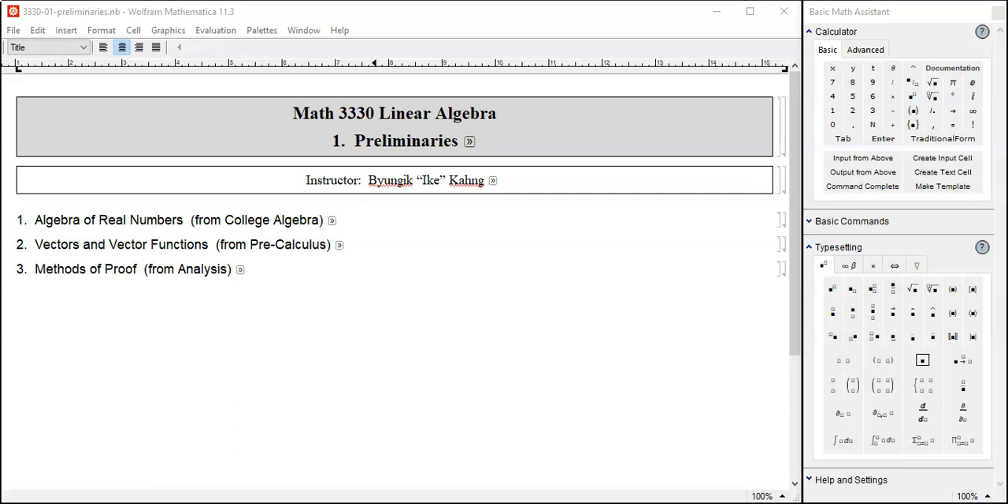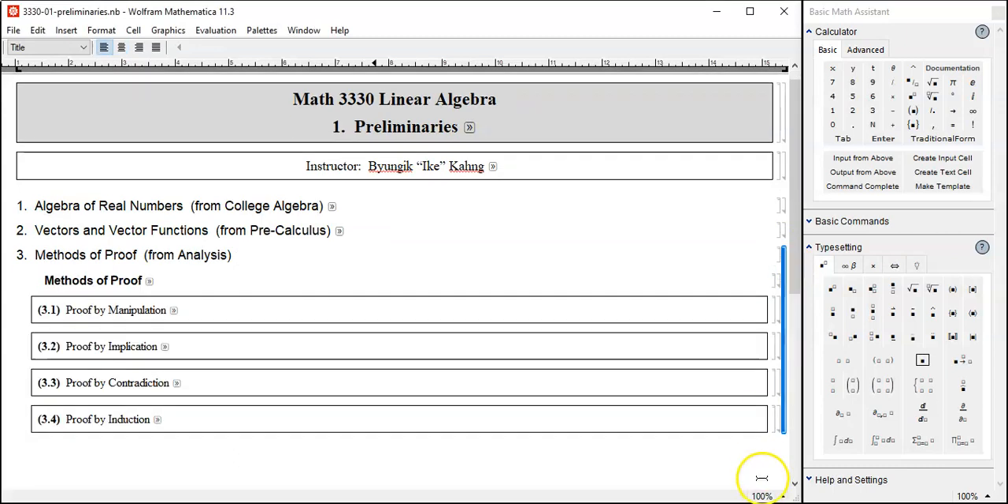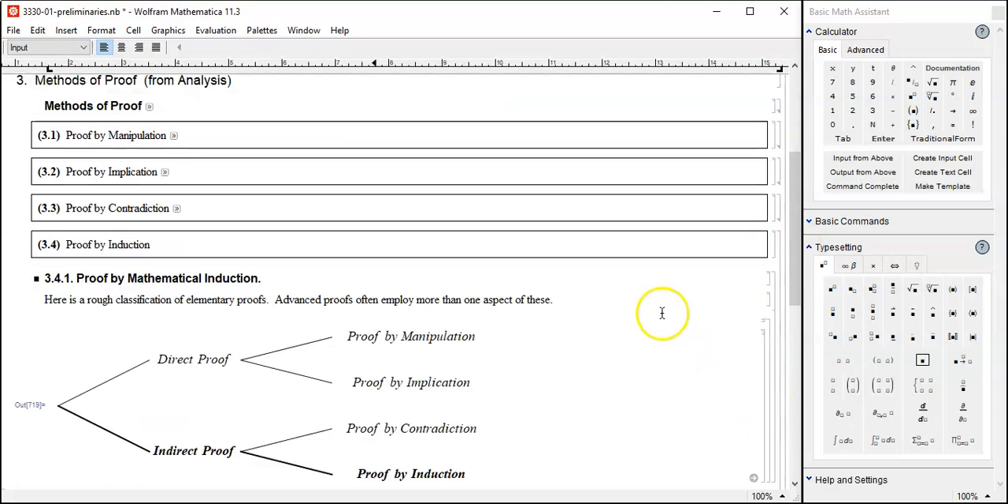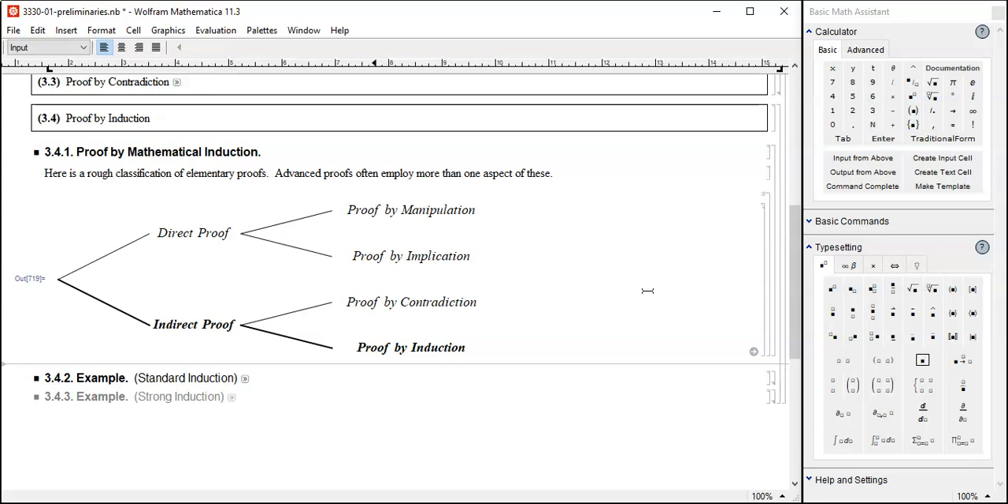Hello students, welcome back. Let us go to the very last topic, the last optional topic. This time, proof by induction. By the way, here's a reminder where we are now. Proof can be classified like this: direct proof, indirect proof. Among the indirect proofs are proof by contradiction, which we talked about, and proof by mathematical induction. Let's talk about it now.